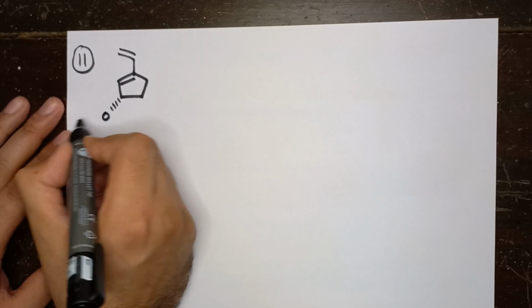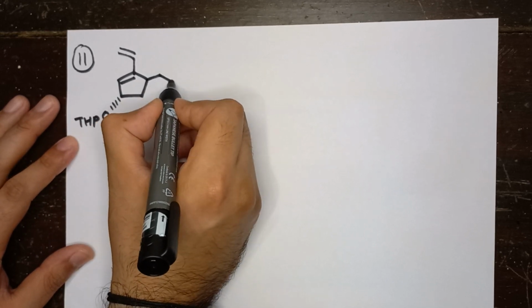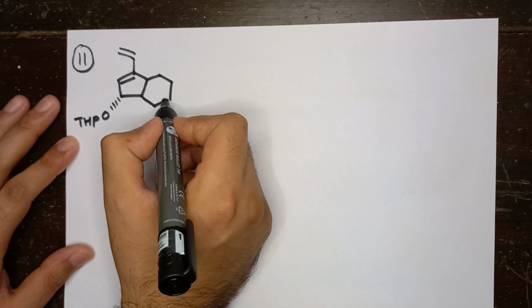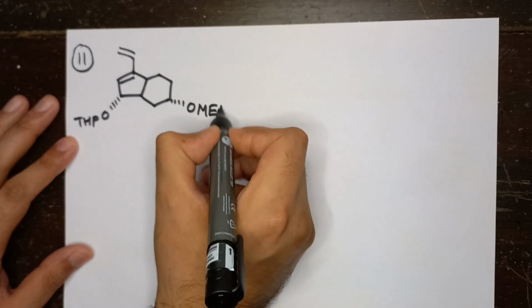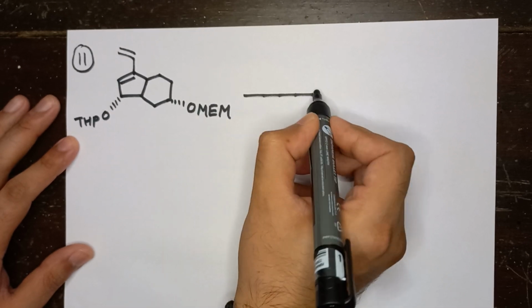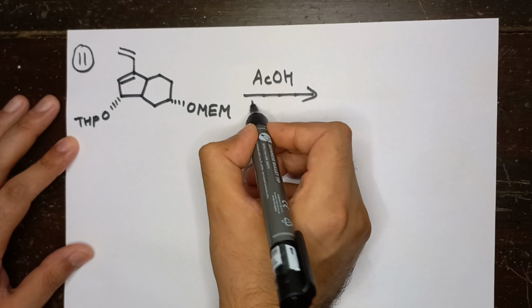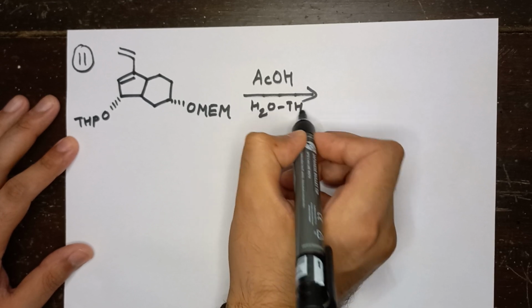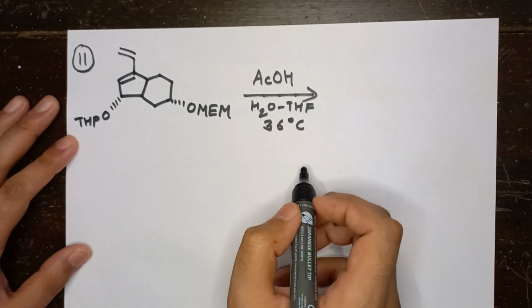We have this OTHP group and we have OMEM group, and we are using acetic acid and water THF mixture at 36 degrees Celsius. So what is the product?